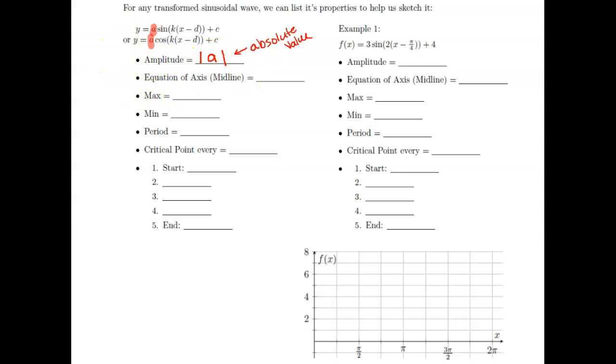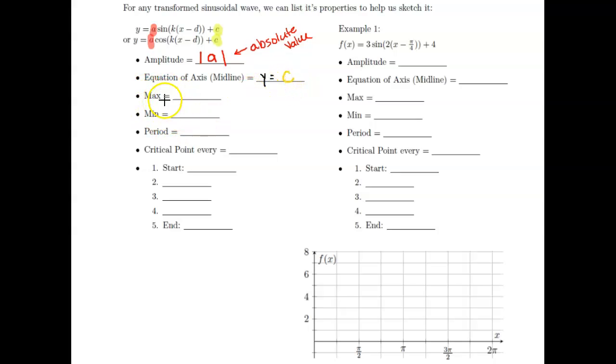The equation of the axis, or the midline that we talked about with the general form, is actually going to be our value of C. So our equation of the axis, or the equation of the midline, is always going to be y equals whatever my C value is, which is pretty handy. I pulled it right out of the formula.